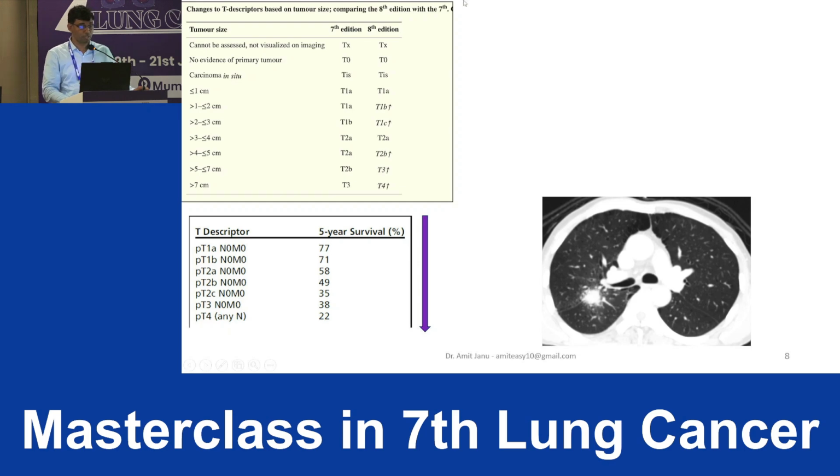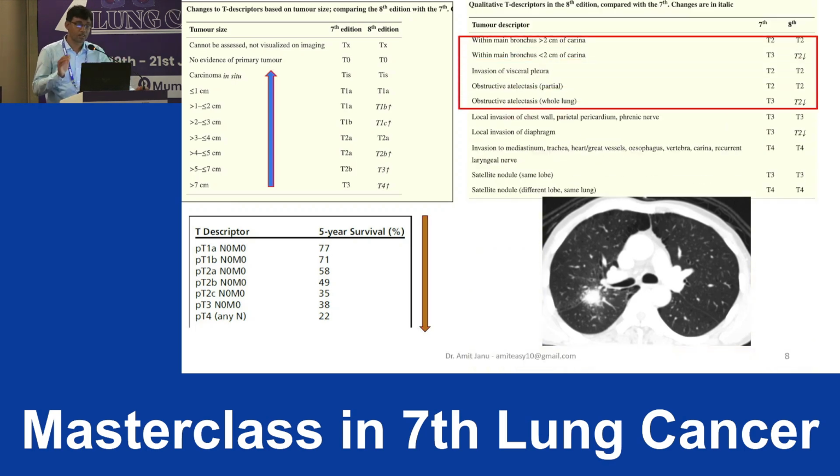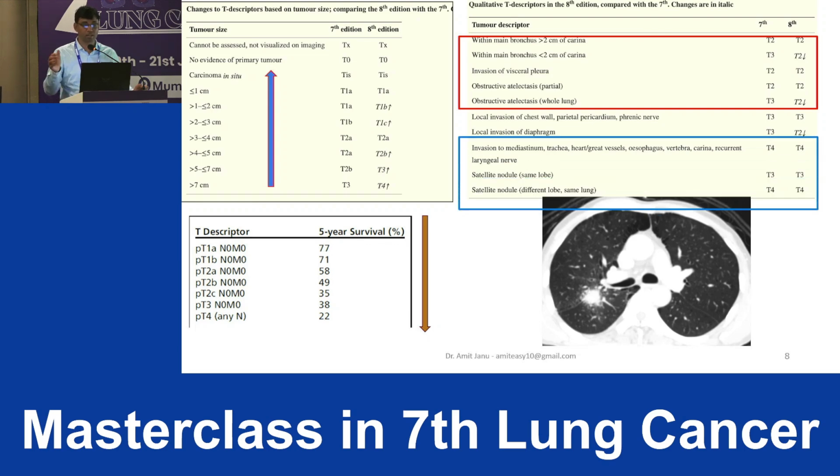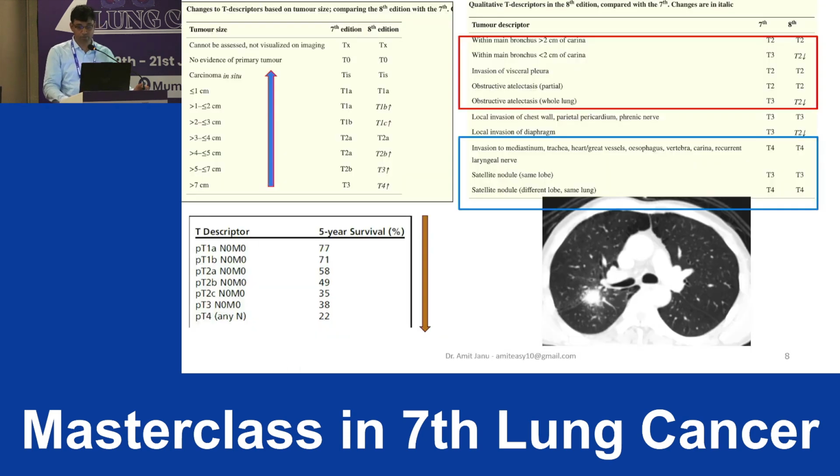Size makes a difference: with any incremental increase in size, the 5-year survival shows a decreasing trend. Apart from that, there are many other things we need to know: the relationship with the bronchus and the carina, the relationship with the viscera, the diaphragm, the vertebra, and other structures, whether there are satellite nodules, and whether they are in the same lobe or a different lobe. Everything makes a difference, and it will upstage the disease.